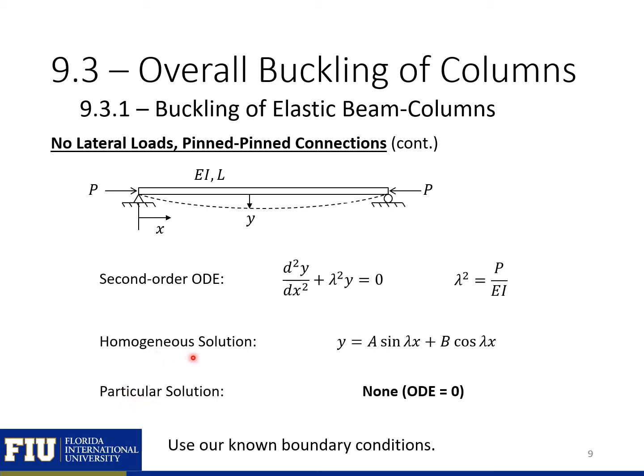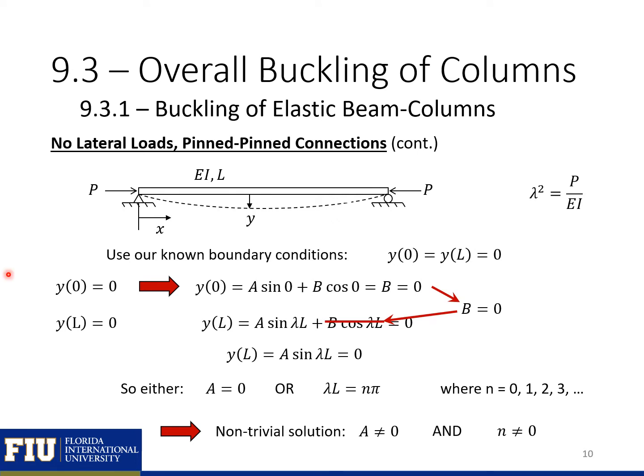For this equation, our homogeneous solution is shown here: y equals A sine lambda x plus B cosine lambda x. Our particular solution in this case, we don't have any because our second order ODE is equal to 0. So we can use this homogeneous solution and solve for some of our constants using our known boundary conditions, which we'll do on the next slide.